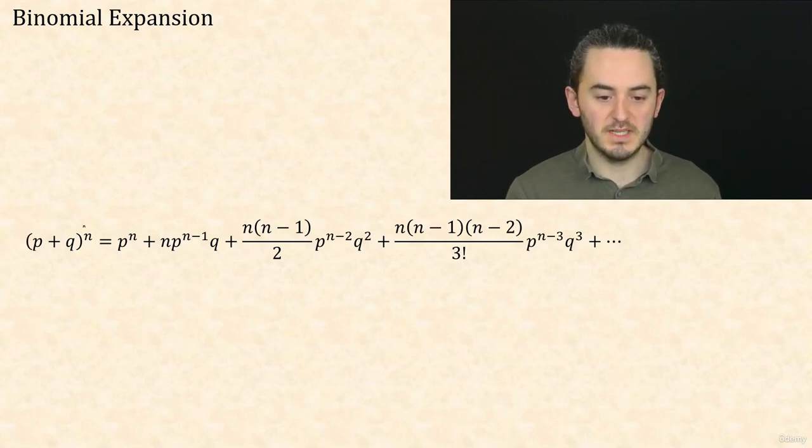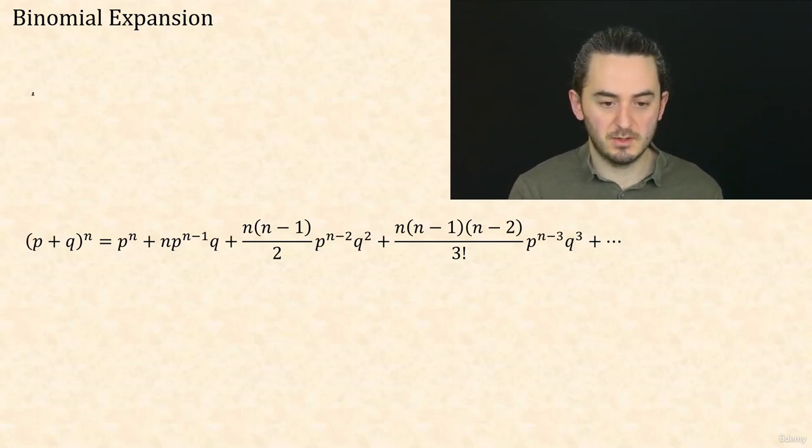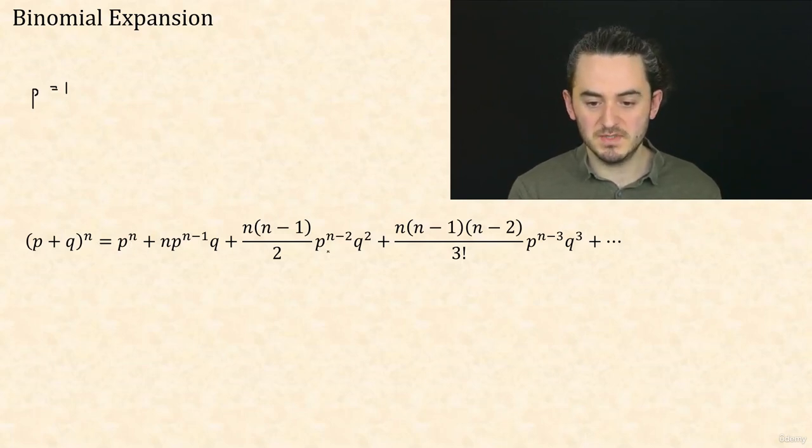The first one is to insist that p is 1, because if you insist that p is 1, it means that this first term p to the n is just 1, and then all of these p terms here, they're always just 1, which means they're always really, really simple to work out. Alright, so that's already made things simple.